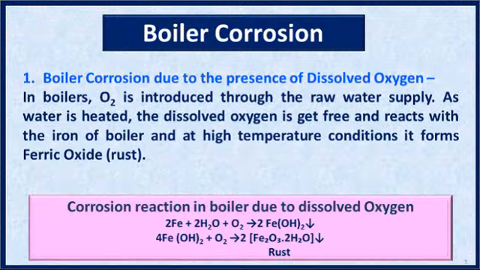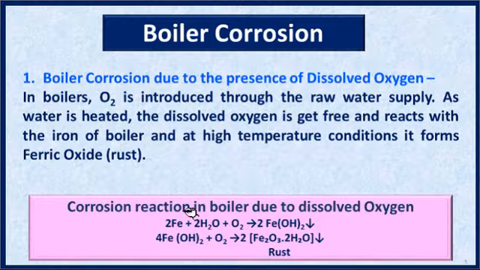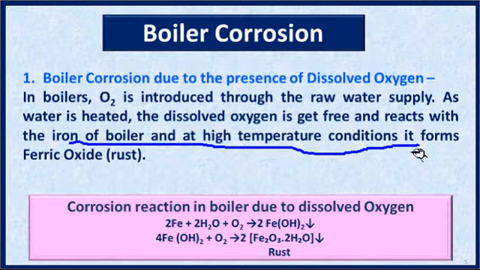The second question that comes to our mind is why this oxygen creates a corrosion problem. In the boiler, oxygen is introduced through the raw water supply. As water is heated, the dissolved oxygen is freed and reacts with the iron of the boiler, and at high temperature conditions it forms iron oxide rust.